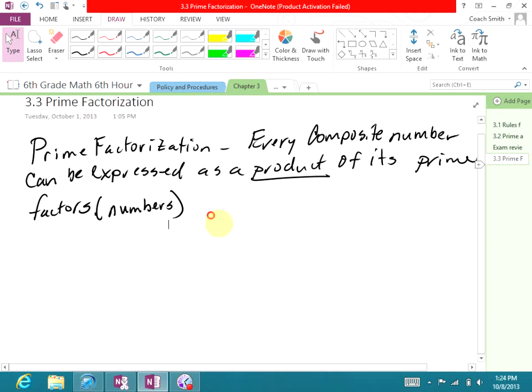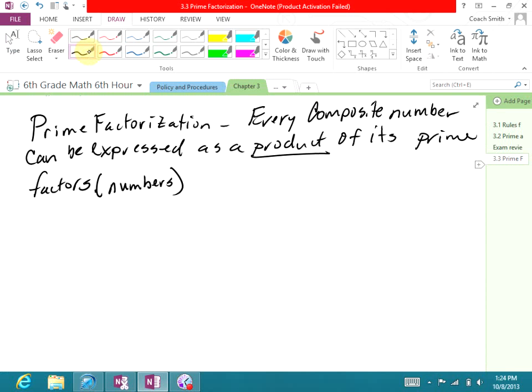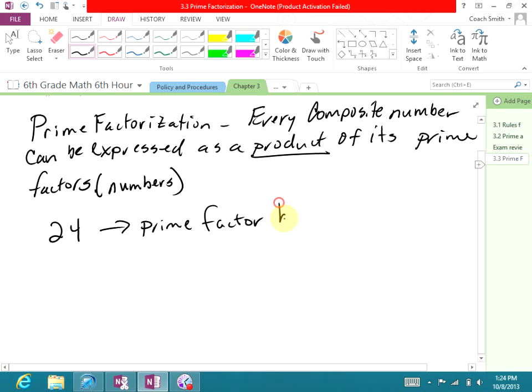Prime factorization, for example, if I take the number 24, 24 can be prime factored because it is a composite number.